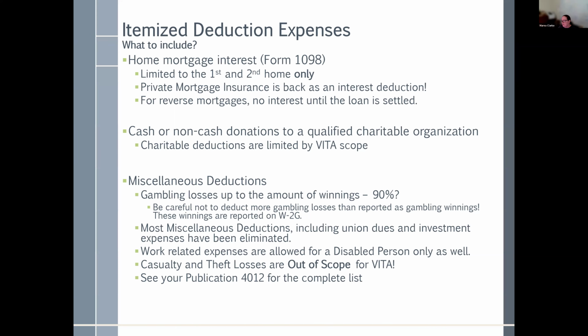Sometimes there can be casualty and theft losses. So if you were in the hurricane and your house was destroyed, then you can deduct losses associated with that. It's out of scope for VITA, but if we do find anybody in that situation, just know that is the case. I think we had a few from Hurricane Helene out in North Carolina in the prior year, but generally it's not a big issue for us, and we can't help them at that point. They're going to need a professional to help them with that part of it.